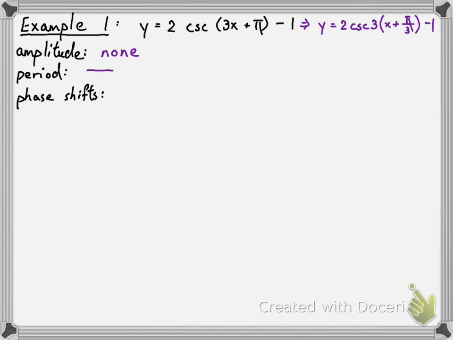Period. The period of the original function, cosecant function, is 2 pi over the coefficient of x, which is 3. So the period is 2 pi over 3. Now, phase shift. The graph shifts pi over 3 units to the left. And the subtract 1 means the graph moves 1 unit down.